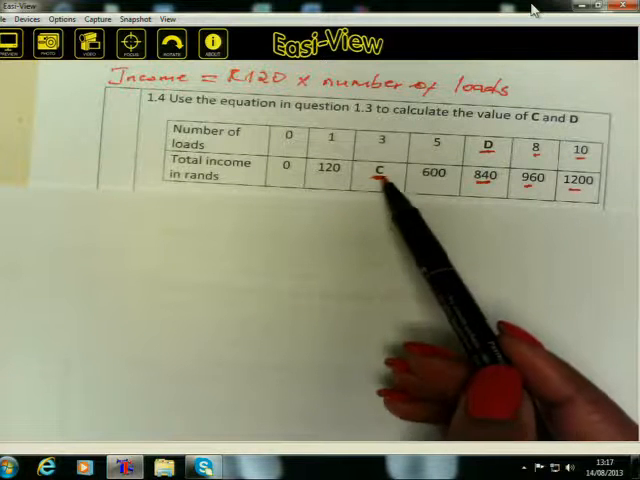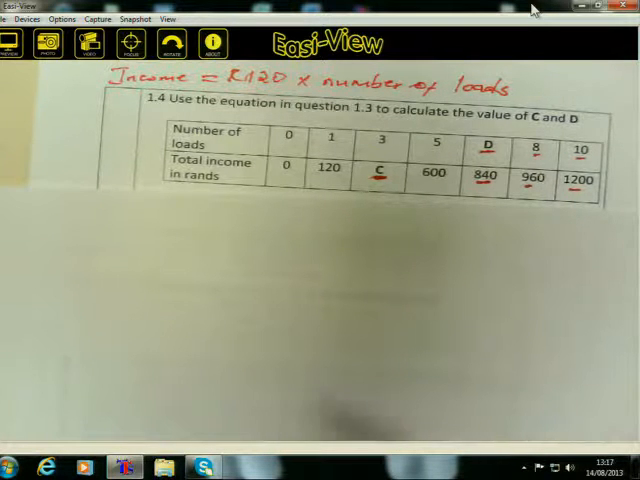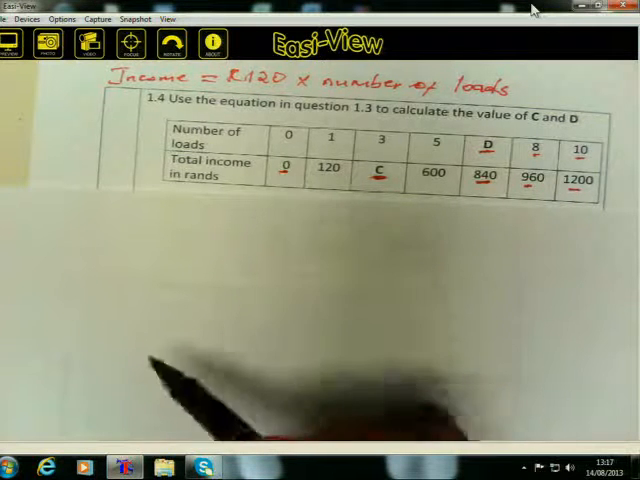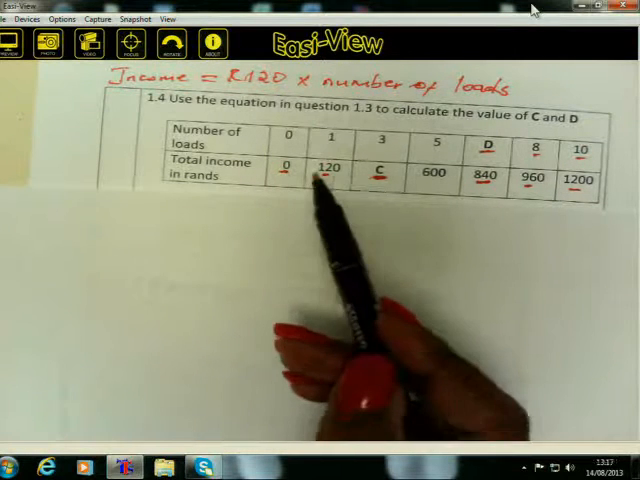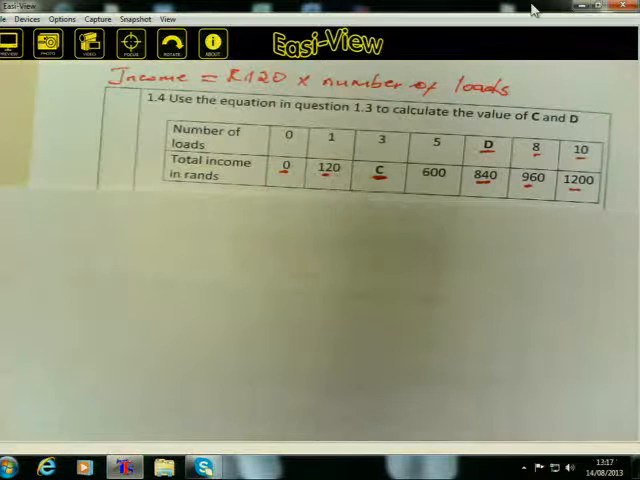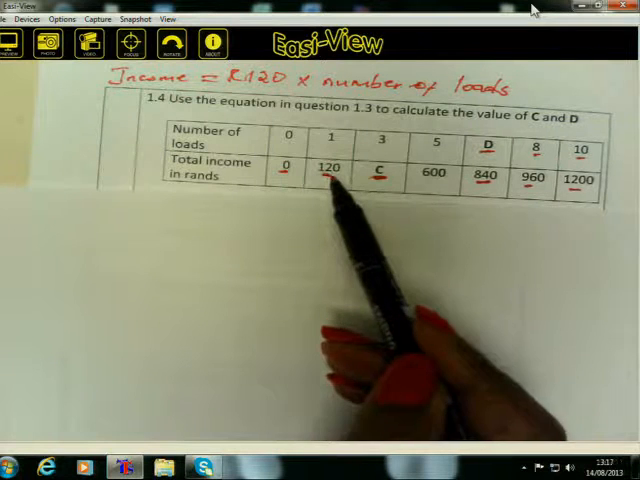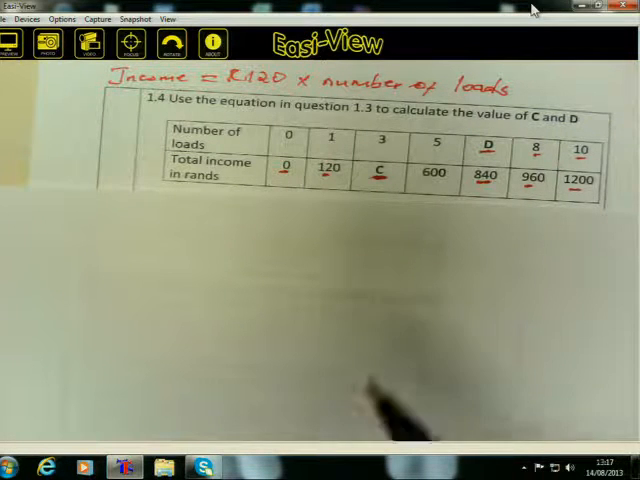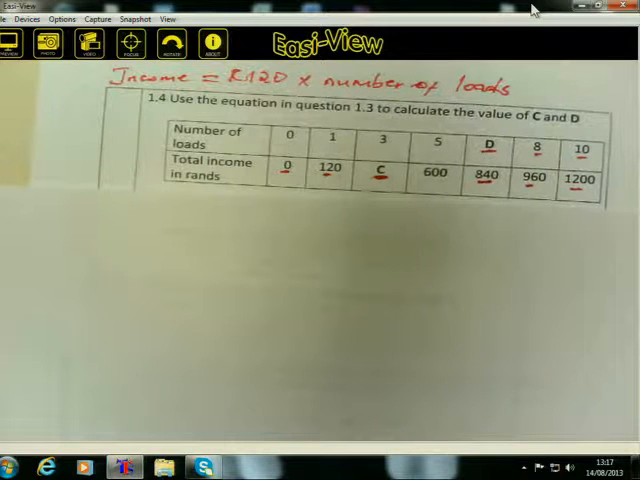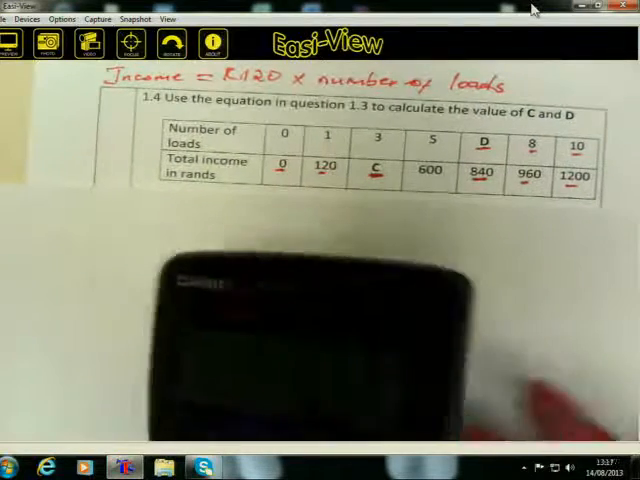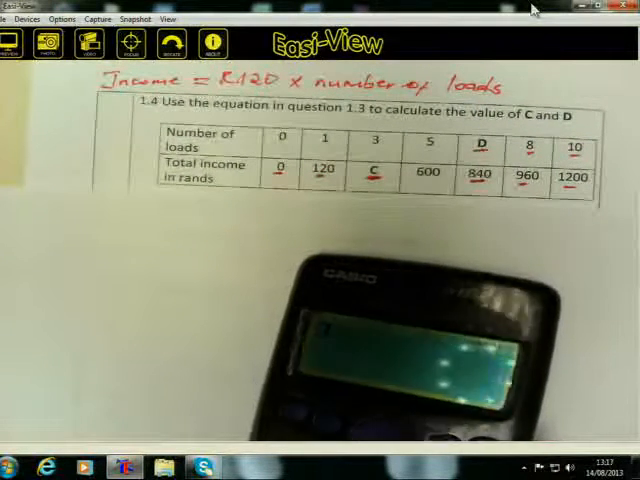Before you calculate the value of C and D, you need to use the formula that you have already constructed to see if you will find the answer here, which is 0, and the answer there, which is 120. If you use that formula and you find these answers, you know that there's nothing wrong with your formula. But if you use the formula that you have constructed and you do not find these answers, then you must know that there's something wrong with your formula. You must go and re-look at your formula. Now, let's also test whether the formula will give us the answers in the table.